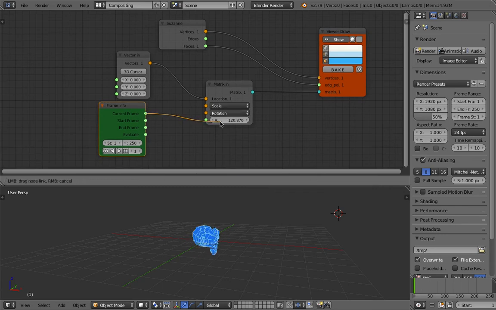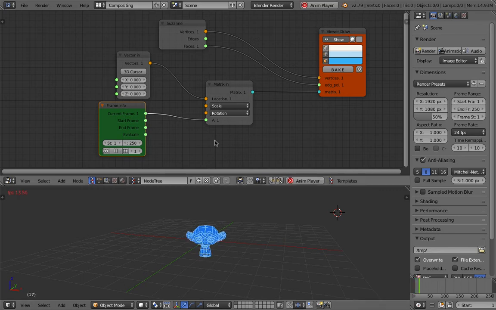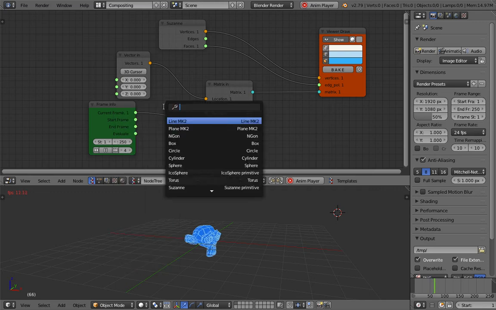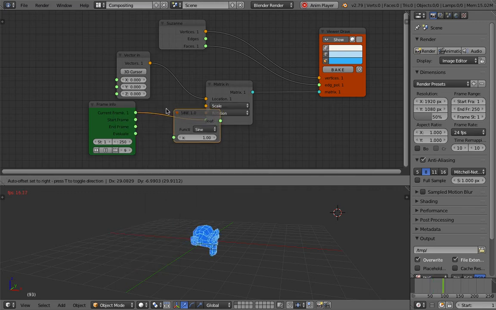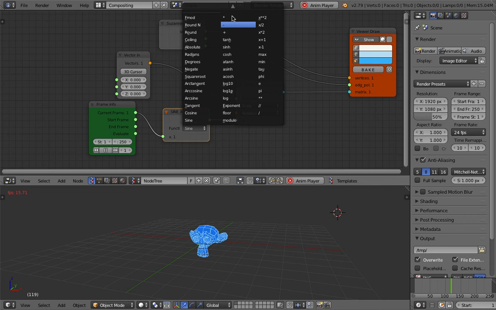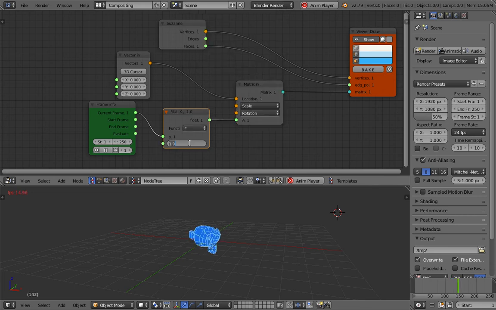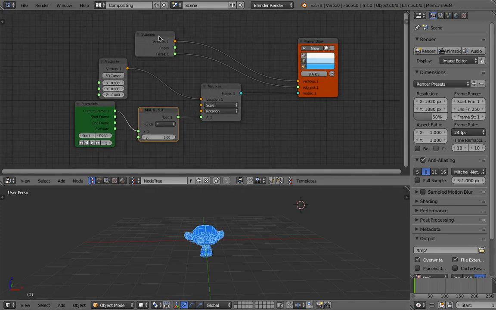So that's gonna be the first frame, goes into the angle, and here we can of course make it faster or slower simply by using a multiplier. So make it like 5 times faster. Okay, a single Suzanne head rotating.